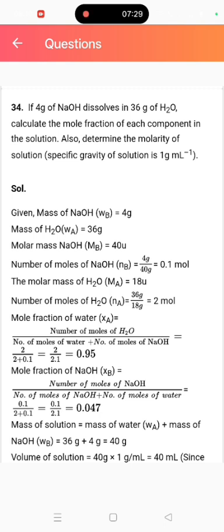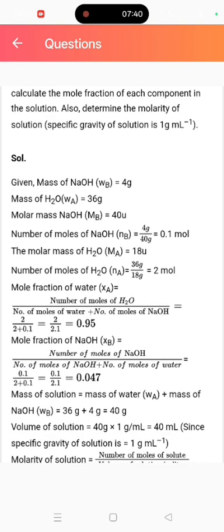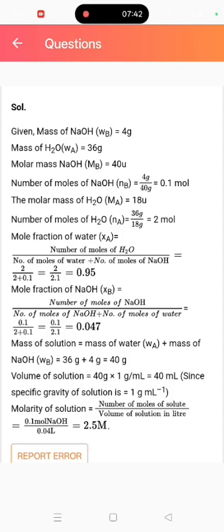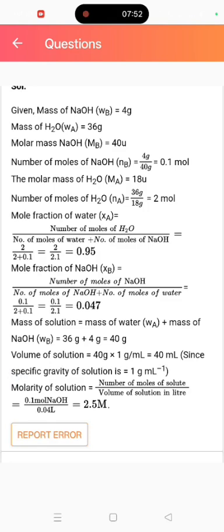So we found the mass of solution, and they have already given the specific gravity of the solution. It's not a specific density. Okay, density of the solution is 1 gram per ml. So 1 gram per ml means 1 gram for 1 ml. Then the mass of solution, 40 gram, we got here. Now mass of water is 36, mass of NaOH given is 4, when we add, we get 40 gram.